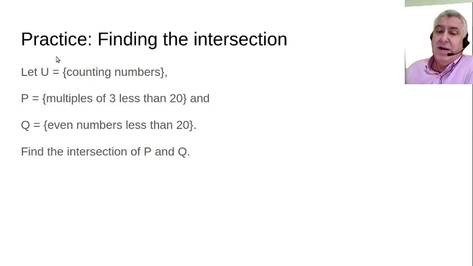So we've got a couple of practices here. Let's practice finding the intersection. My universe is the counting numbers, and P is multiples of 3 less than 20, so that's 3, 6, 9, etc., less than 20. And Q is the even numbers less than 20. So 2, 4, 6, 8, all the way to 20, and we want to know what the intersection of that is.